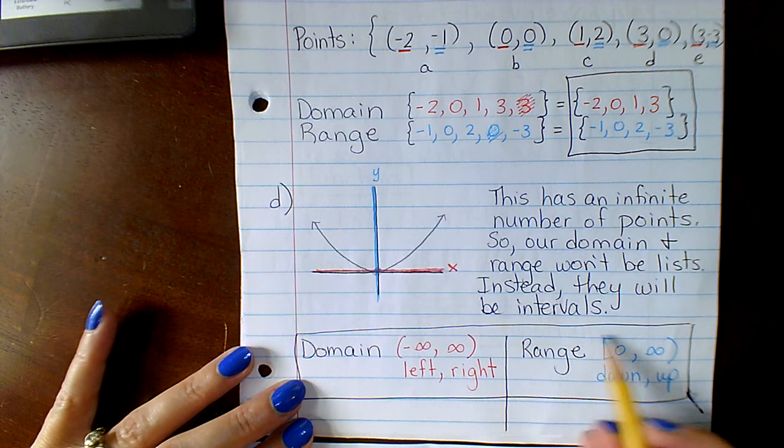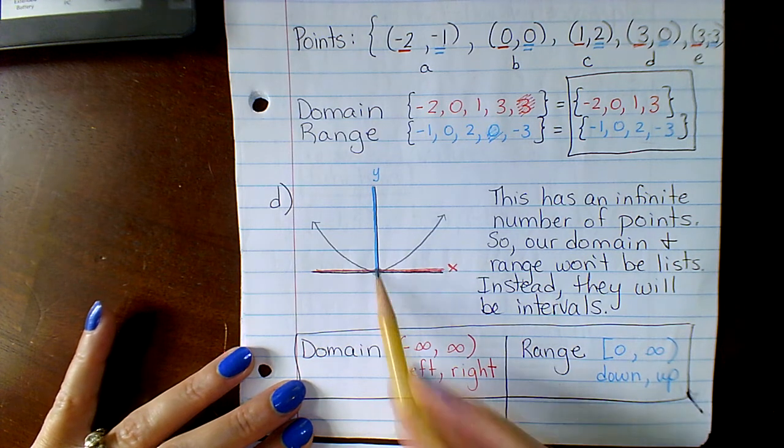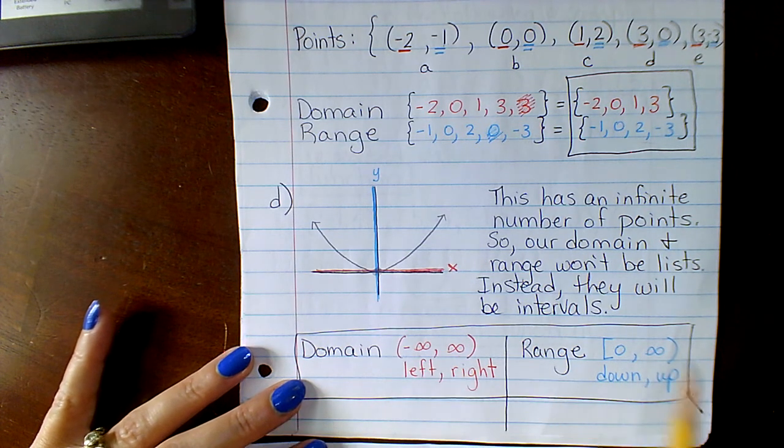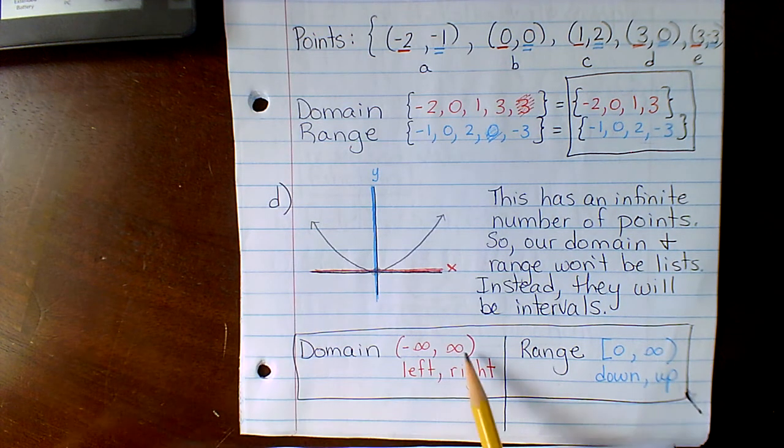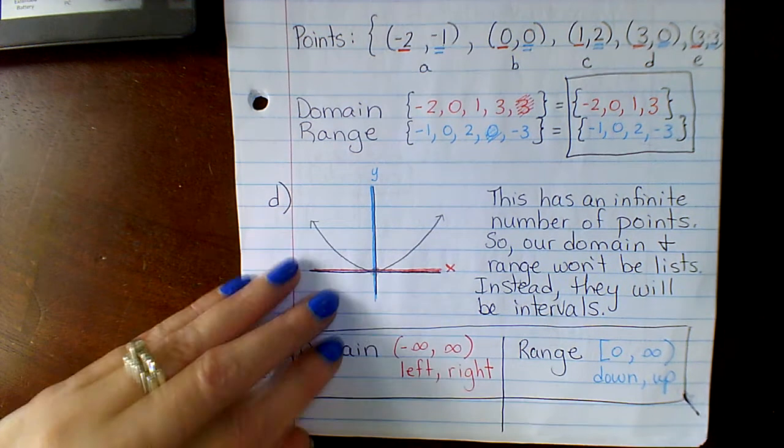And I'm going to use this bracket right here. That bracket tells me that it touches 0. Remember, a parenthesis means it doesn't touch that number. It doesn't include that number. And infinities always get parentheses.